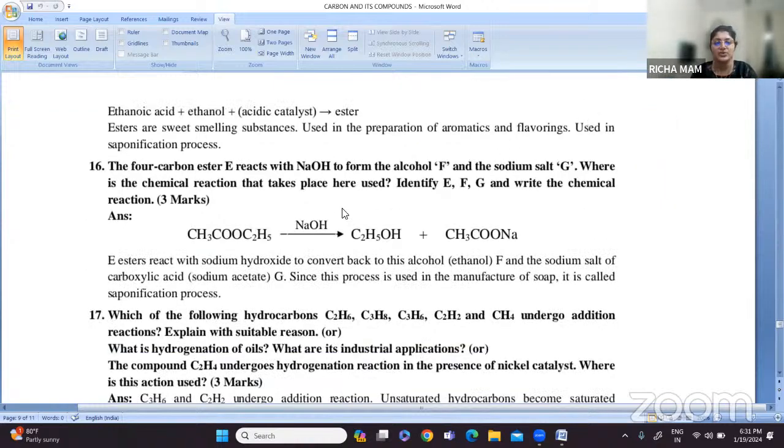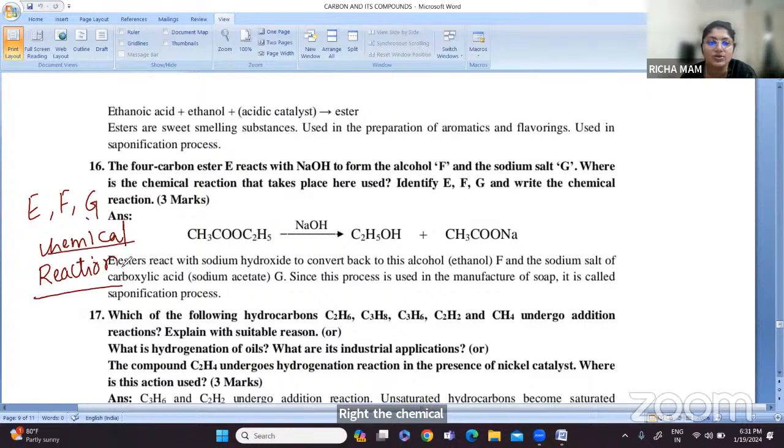Coming to the next question, the four carbon ester. There is a four carbon ester E which reacts with NaOH to form the alcohol F and the sodium salt G. Identify which is E, F and G, and write the chemical reaction.